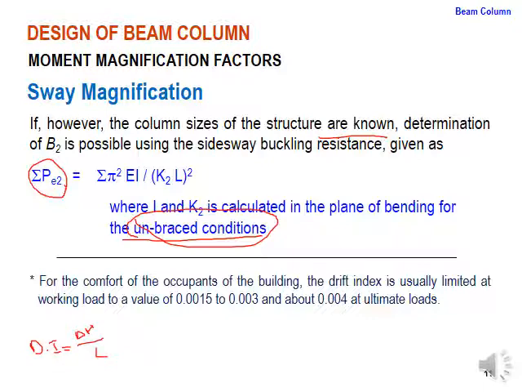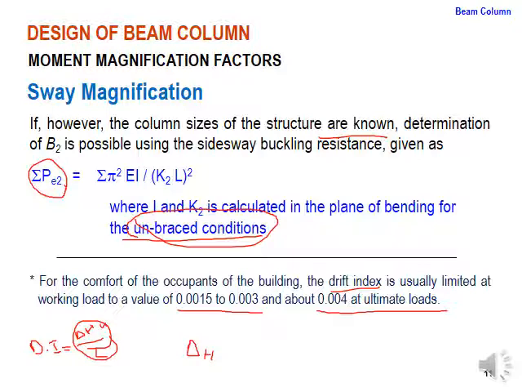The limits defined for the drift index are 0.0015 to 0.003 at working loads, and about 0.004 at ultimate loads. So before using this drift value, we have to ensure it is limited using the drift index value, and if it is within the limits, then we can use it in the equation given in slide number 10.